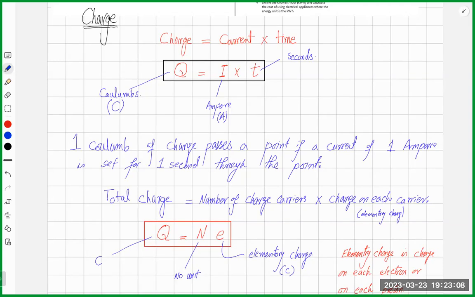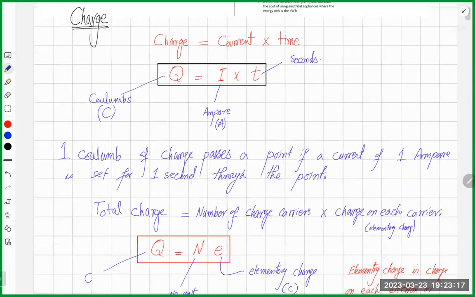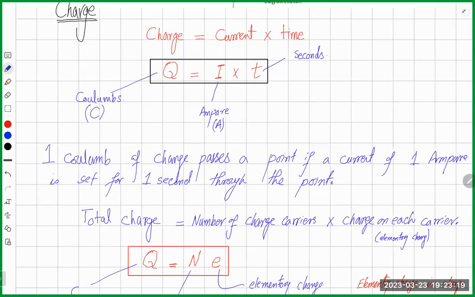If somebody asks you to define charge, charge can be defined as current multiplied by time, or it is the product of current and time. So charge equals current and time. Remember, the current must be measured in amperes. Time is always taken in seconds. So the unit for current is amperes, time is seconds, and charge will have the unit ampere second. 1 ampere second is also known as 1 coulomb.